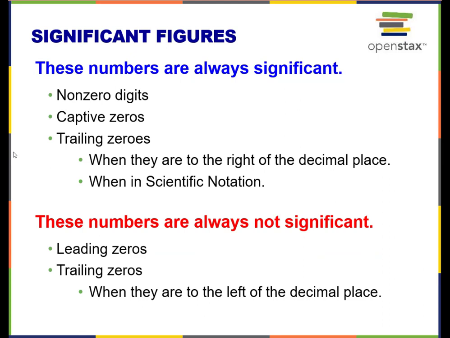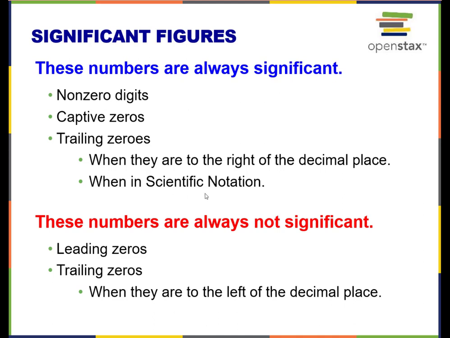So numbers that are always significant are those that are not 0. Really, the only time we have to ask ourselves whether a number is significant or not is if it's a 0, because if it's not a 0, it's always significant. Sometimes zeros are significant and sometimes they're not, so we have to look at the different kinds of zeros to determine if the ones we're looking at are significant.